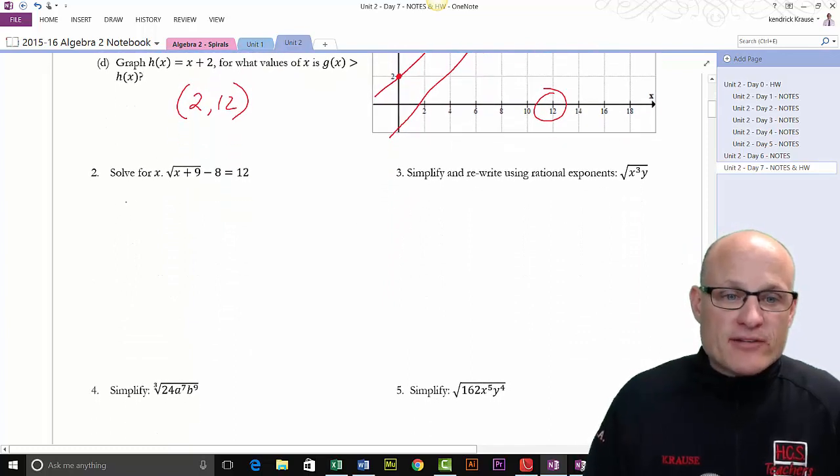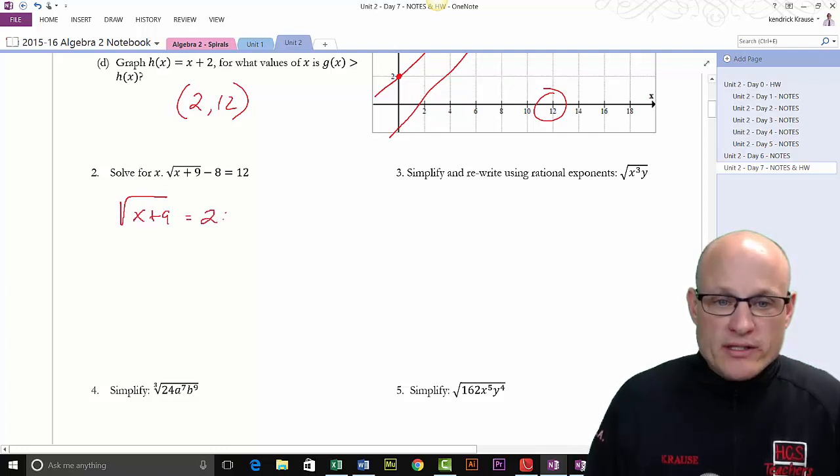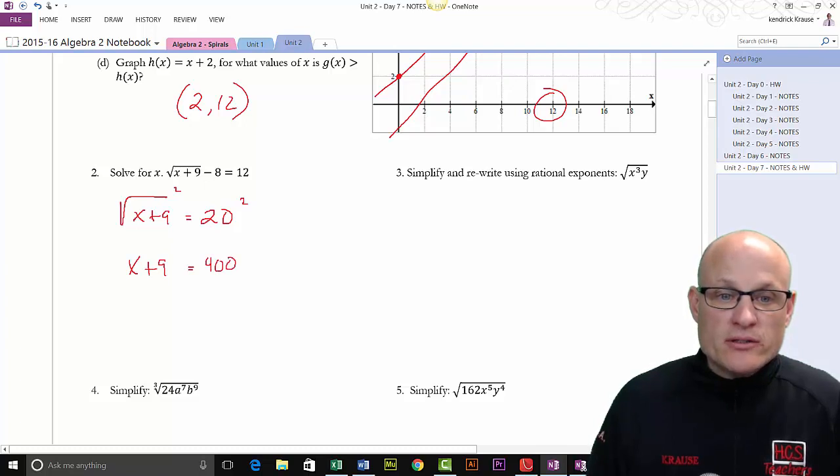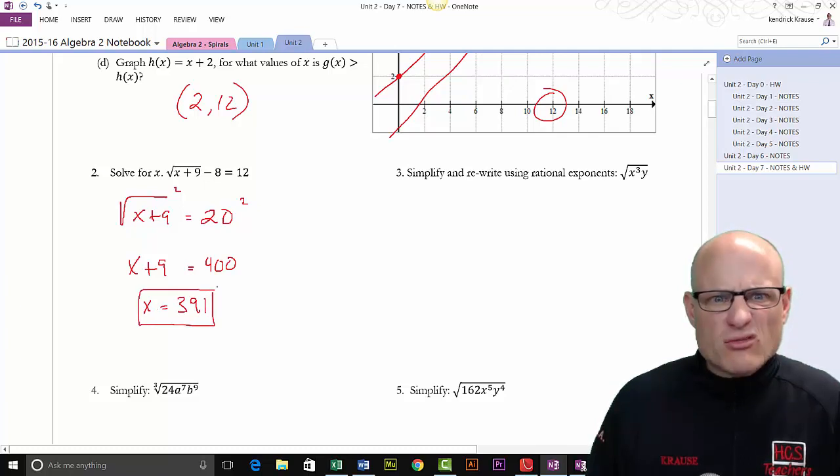All right, we're going to solve. Isolate the weird thing. The square root of x plus 9 equals 20. You square both sides, and you get x plus 9 equals 400. So x equals 391. Wow, that was kind of a crazy question. Let's see if it makes sense. You're going to check your answer. You always should check your answer.